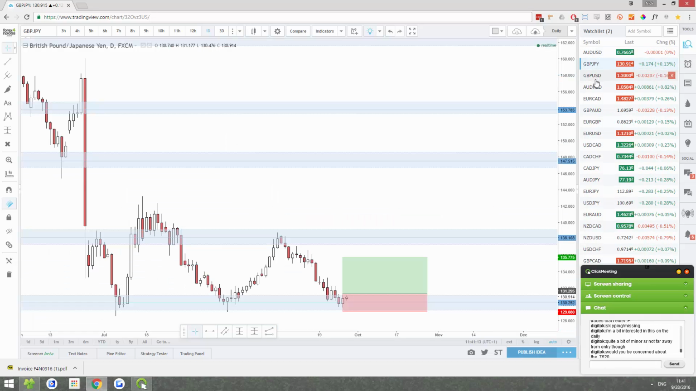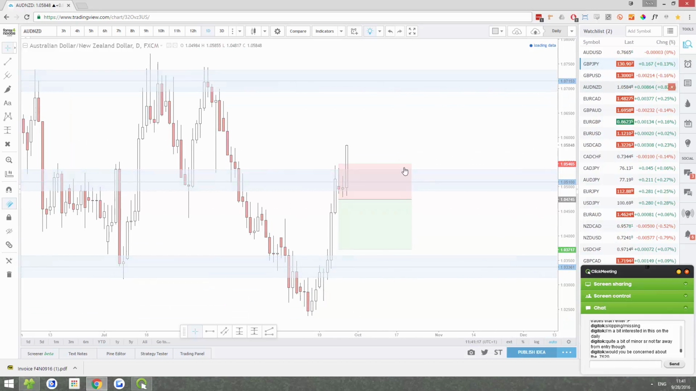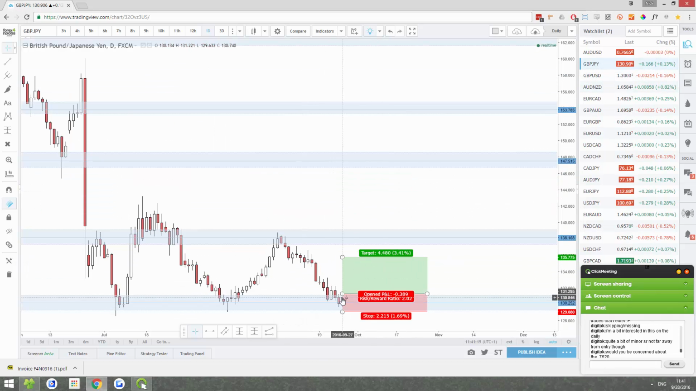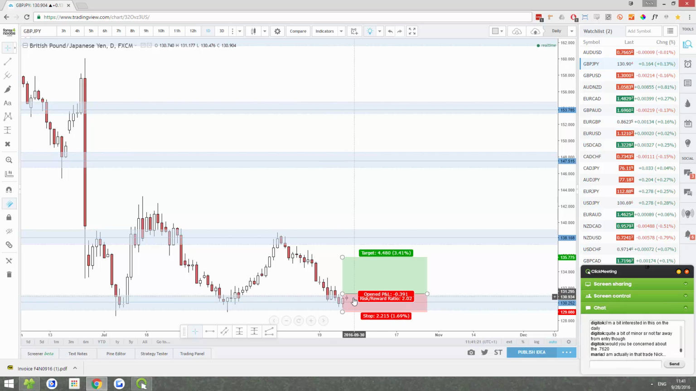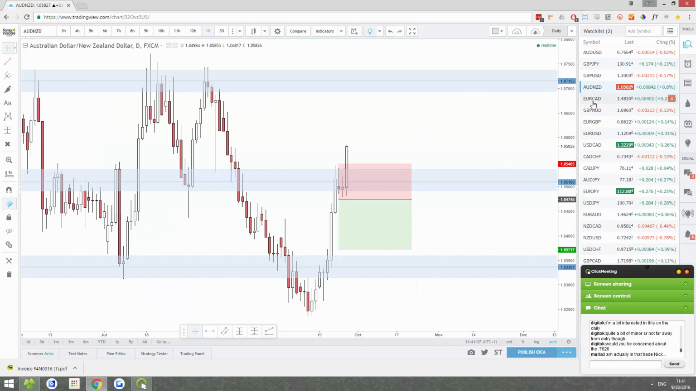GBPJPY still. I hope that doesn't trigger. I haven't set up my entry order. I removed it this morning because I was watching it, and you know, if I'm there to look over the trade, then there's no point having an automatic entry. So I hope this doesn't trigger right now.